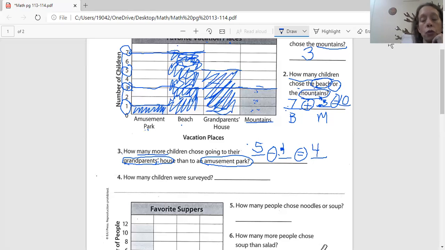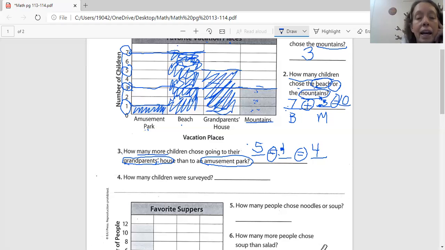So my answer is 4. I would also get that answer if I had 5 in my head and, sorry, I keep dropping my pen. One of these days I'm going to roll over it. Okay. I would get the same answer if I had 5 in my head and 1 on my finger and I counted backwards. 5, 4. That would give me the same answer as what I've got up on the paper. All right.